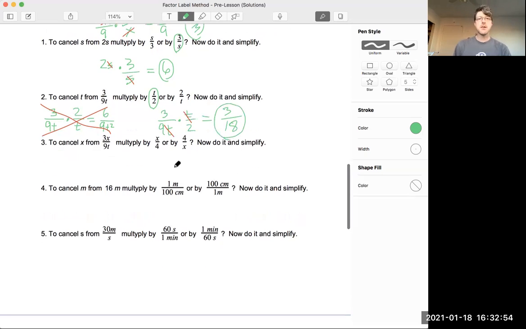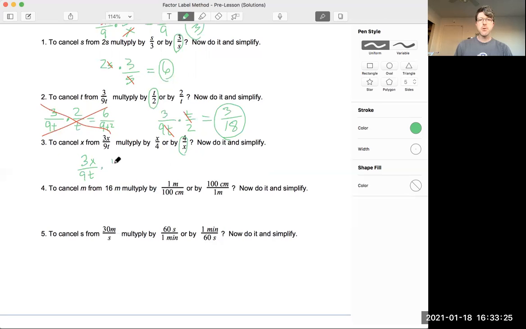All right, now our goal is to cancel x from 3x over 9t. And so if you want to, you can write this down first. You can just write 3x over 9t. And we're supposed to cancel out the x. So let's see, we have an x in the numerator. So let's look for the thing that's got an x in the denominator. And then we'll use that one because that one's going to work.